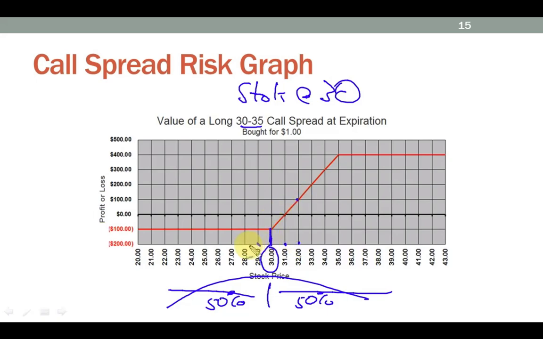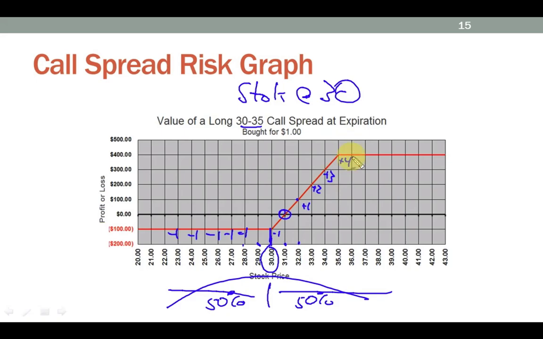If it goes down, all the way to 28, I'm a loser. How much am I going to lose? The most I can lose is $1. If I go down, I lose $1. But I like this, because if the stock stays flat, I lose $1, and if the stock goes up $1, I'm at zero. Then what do I make over here? Plus 1, plus 2, plus 3, plus 4.